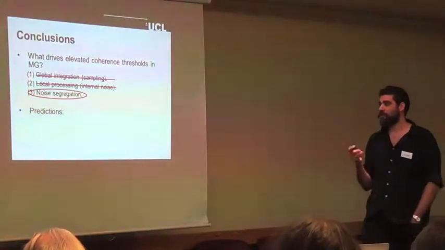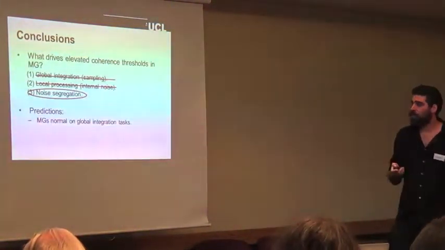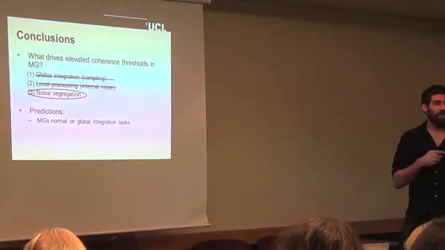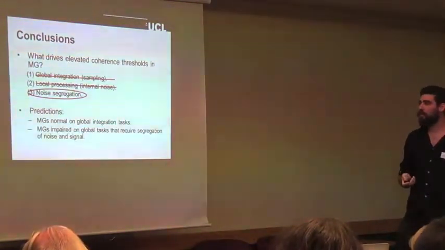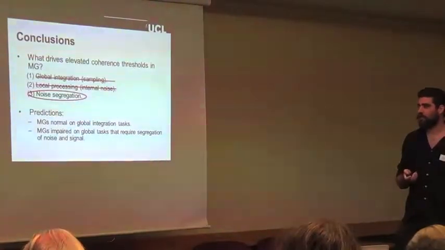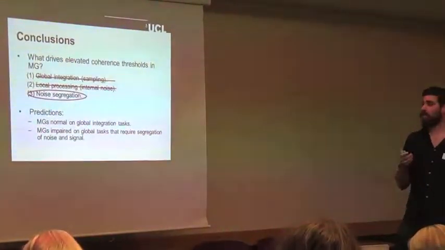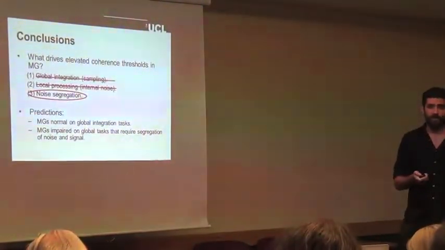And so the prediction would be that people with migraine are going to be normal on any integration task, where all they have to do is integrate all the information in the stimulus, whereas they're going to be impaired on global tasks that require segregation of the noise and the signal.